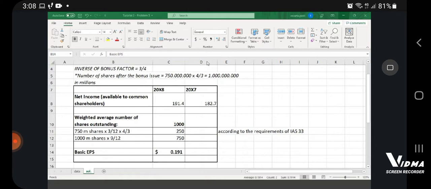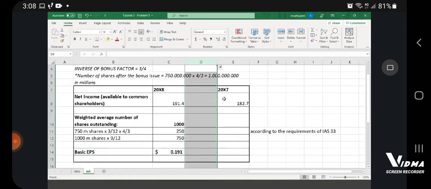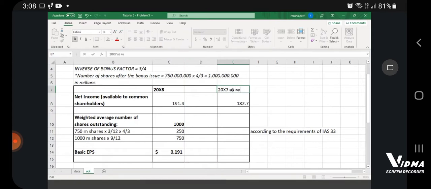Now, for 2017, we might add another column and say 2017 as reported, and then we would have 2017 restated. Sometimes you will find the same columns in real financial statements when the companies have actually restated their amounts. They will usually report what they did in the previous year and what they actually restated in the current year. So let's start with what has been reported 1 year ago.